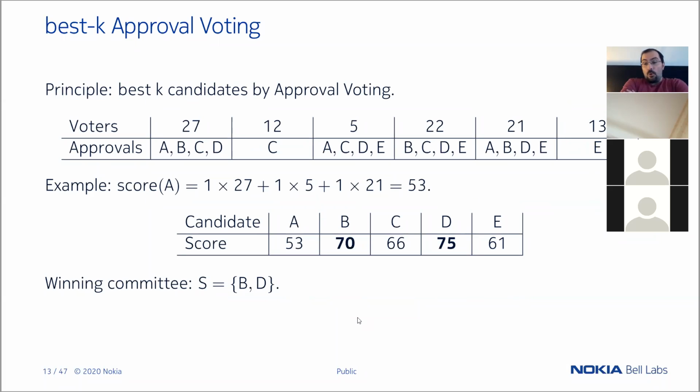Similarly, you can do the same for approval voting. Each voter gives 1 point to every candidate that she approves of. So for example, here A would have 27 points plus 5 plus 21, and that's all, 53. Here the winners would be B and C.